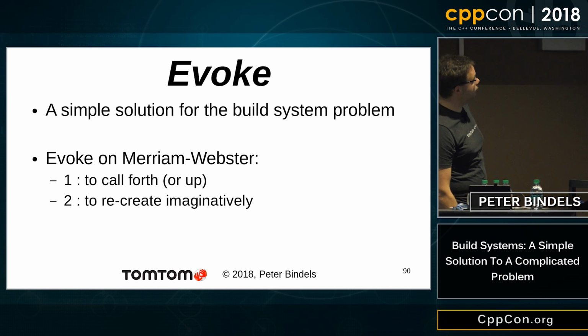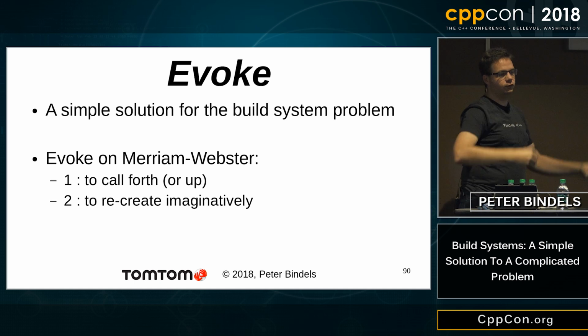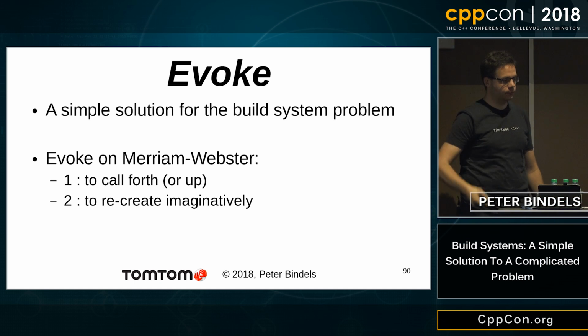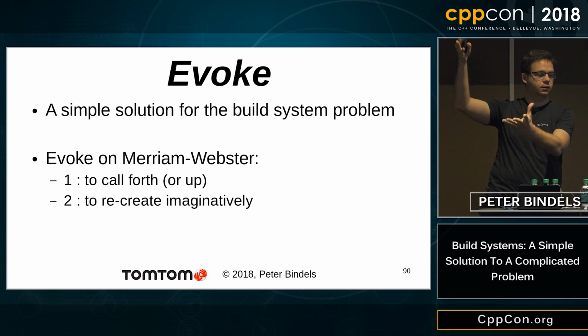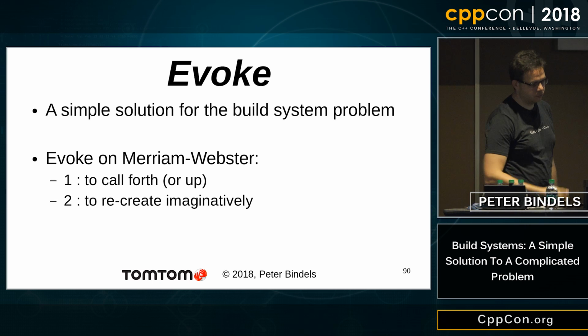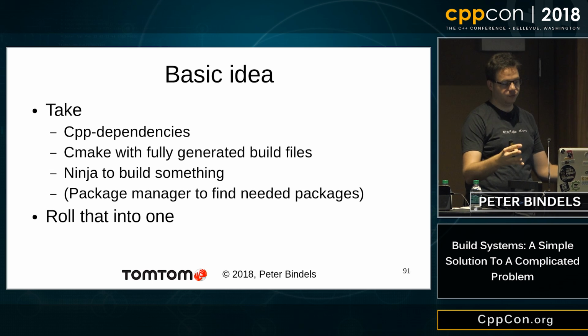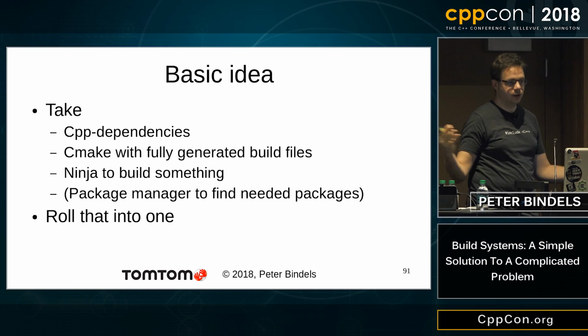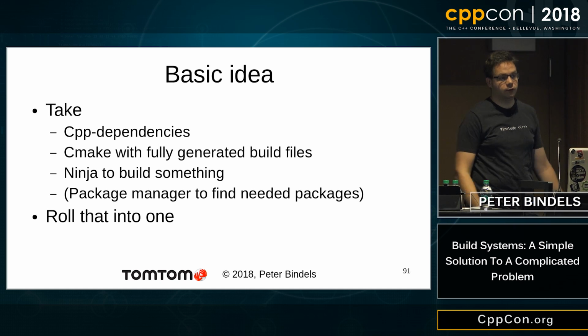I've looked at Evoke on Merriam-Webster. It's basically calling forth something, making something into existence, recreating it imaginatively. That's basically what a build tool does. It looks at your code imaginatively and makes a thing. There we go. So you take the dependency checker, CPP dependencies, you take CMake, everything's generated, you take Ninja to build something. Maybe you take a package manager. I'm not 100% sure yet.